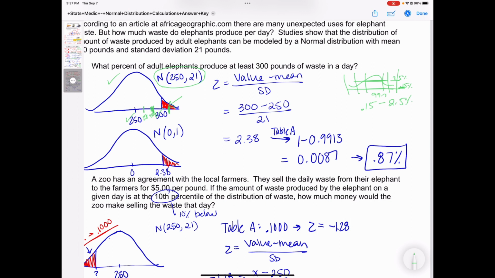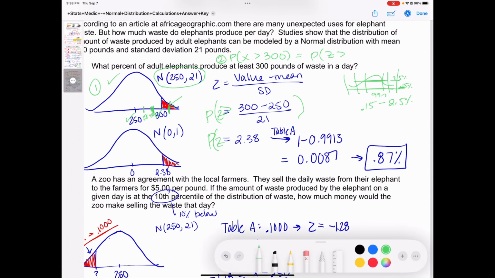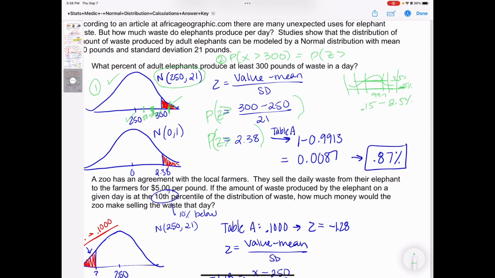So the way I'm going to do it, remember, step 1 is my picture. Step 2 is my probability statement that x is greater than 300. But that's the same as the probability that z is greater than right here. Here's my probability for my z. And then from there, if I'm using the z-score table, I'm going to continue to solve there and then get my table.